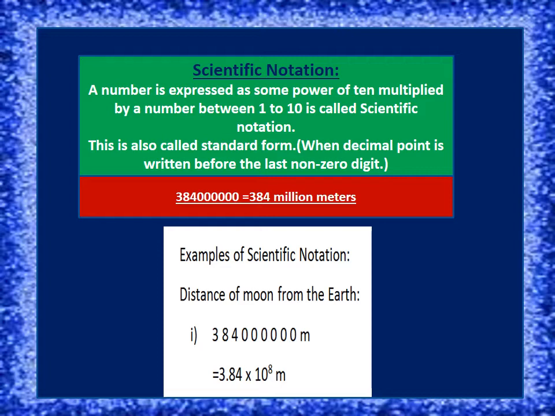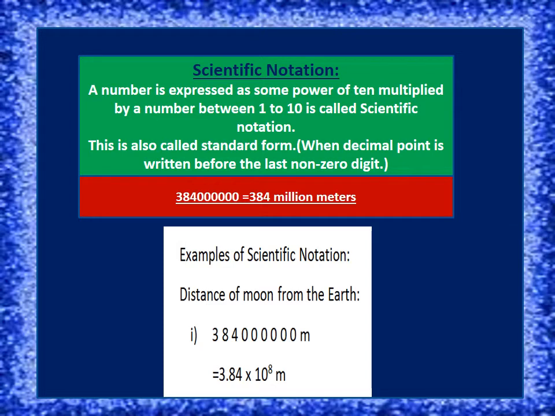Here I have an example for you. Example of scientific notation: the distance of the moon from the earth. You can observe that it is 384 million meter. If you want to convert this value to a simpler form, you will convert it into the form of scientific notation.